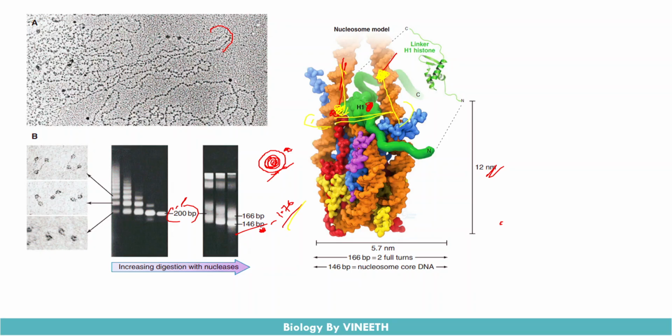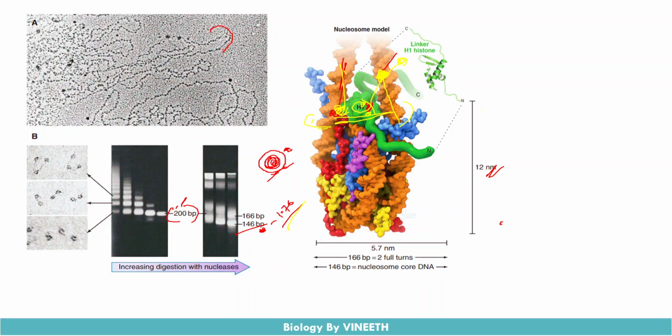This entry and exit is bound by a typical histone called histone H1, the linker histone. This linker histone is not part of the histone core; it is a separate protein. If you remove this linker histone, the genes present in this DNA sequence will be active. If you add this linker histone, it will convert into the heterochromatin state, where the genes will be in an inactive form.